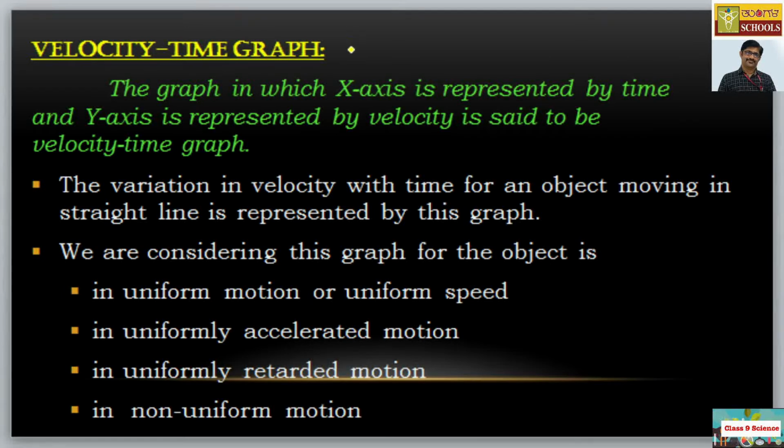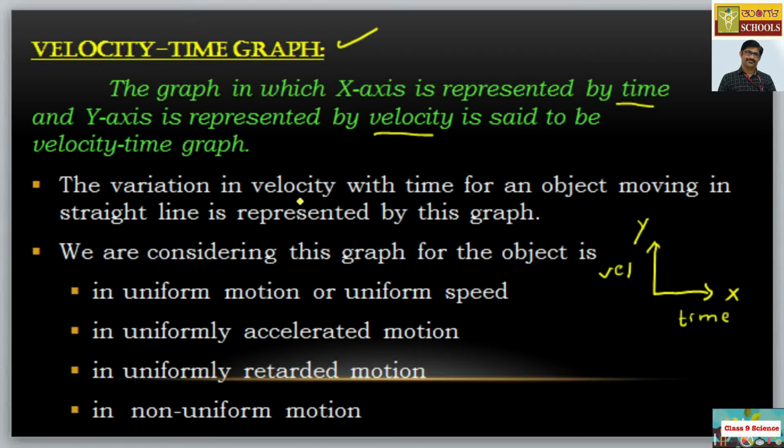The next part, that is the velocity time graph. The graph in which the x-axis is represented by time and the y-axis is represented by velocity, that kind of graph is known as a velocity time graph. Assume this is the graph, this is the x-axis, this is the y-axis. The y-axis is represented by velocity and the x-axis is represented by time. Such a graph is known as a velocity time graph.